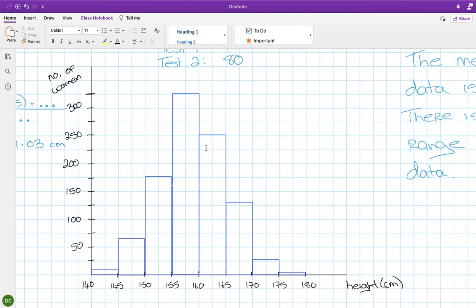Okay, so it's not exact, obviously, because our scale on the number of women is so large, but it gives you an idea that most women are in the middle here, say between 150 centimeters tall and 170 centimeters tall. And then you have a smaller number of women less than 150.